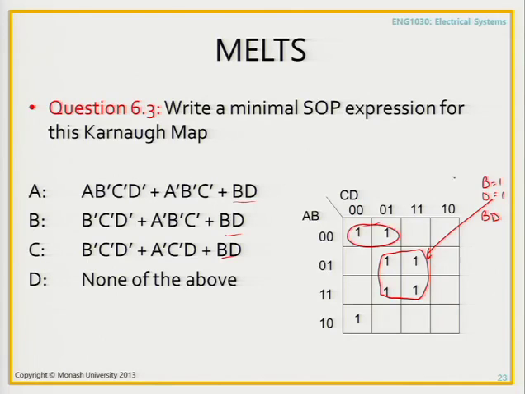All right, so what variables don't change here? A equals 0, B equals 0, and C equals 0. So this is A prime, B prime, C prime. Okay, so we've got A prime, B prime, C prime in these two.